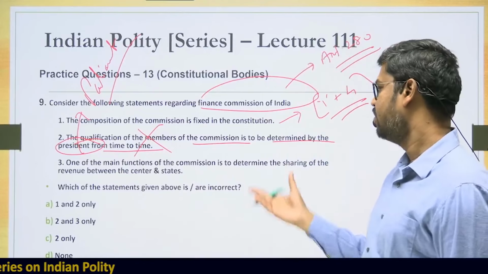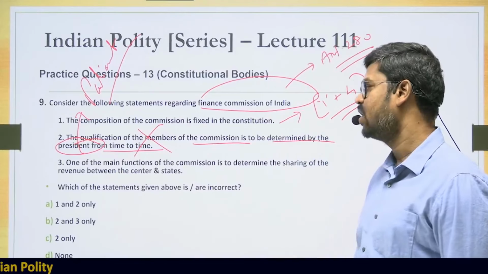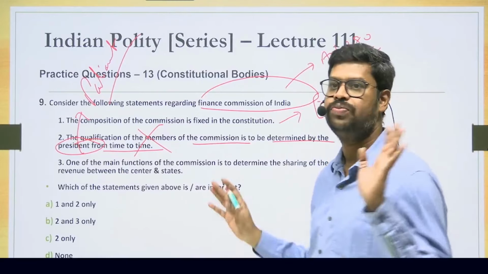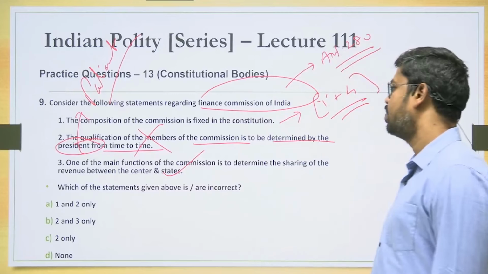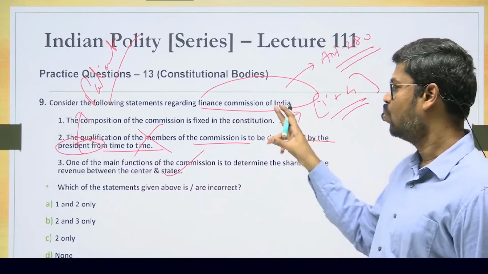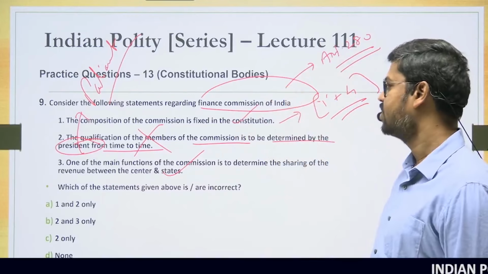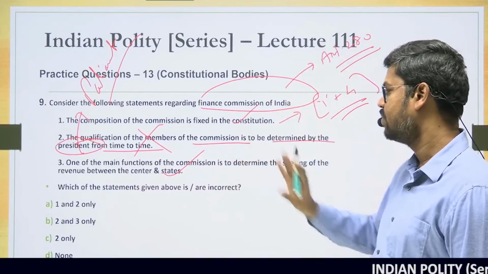One of the main functions of the Commission is to determine the sharing of revenue between center and states. True. Of all the functions, this is the most important function. So statement 1 is correct. Composition is fixed. Statement 2 is incorrect, and statement 3 is correct.